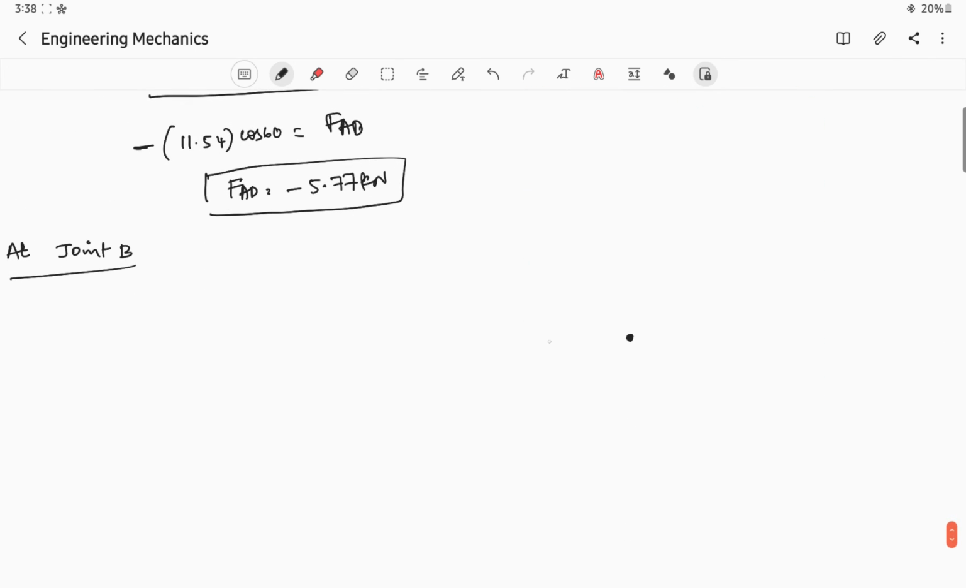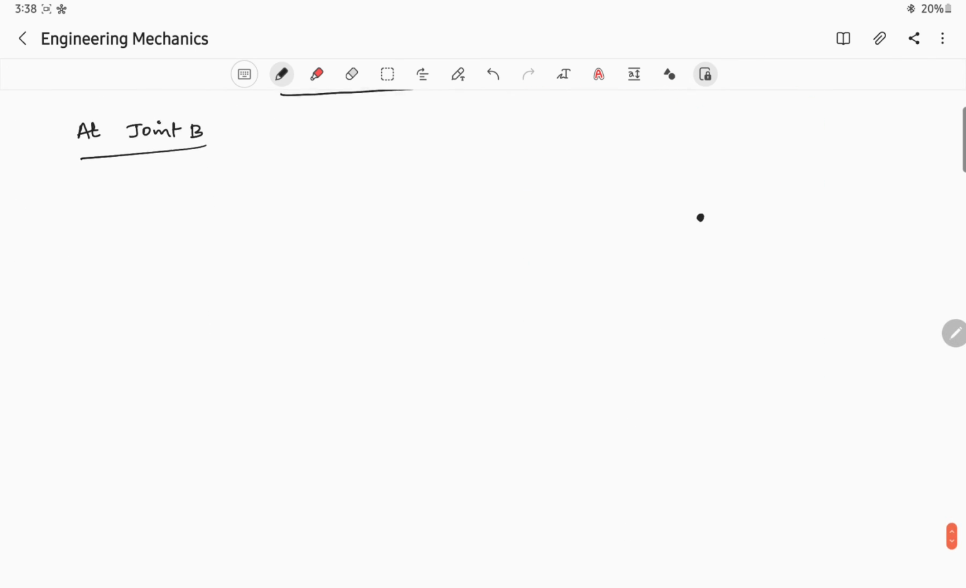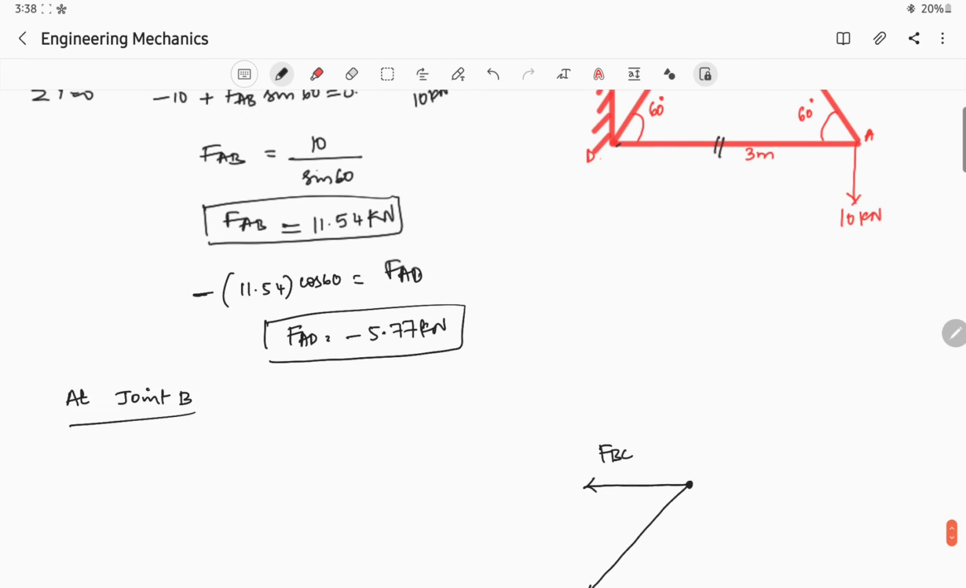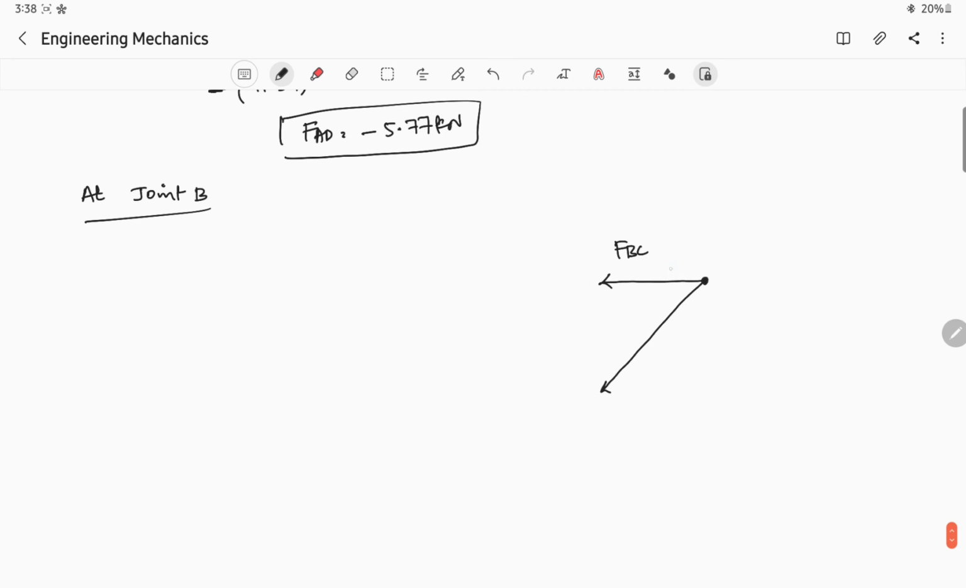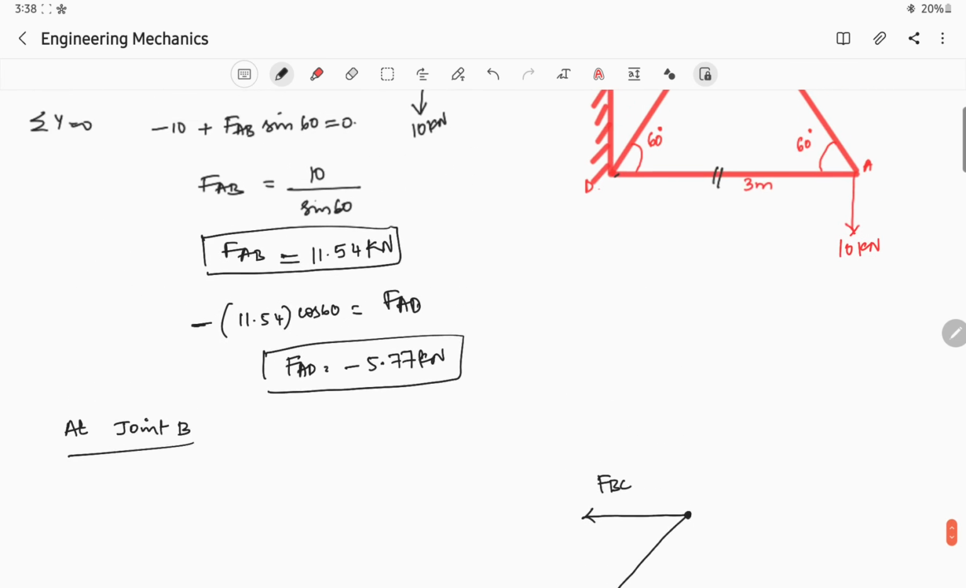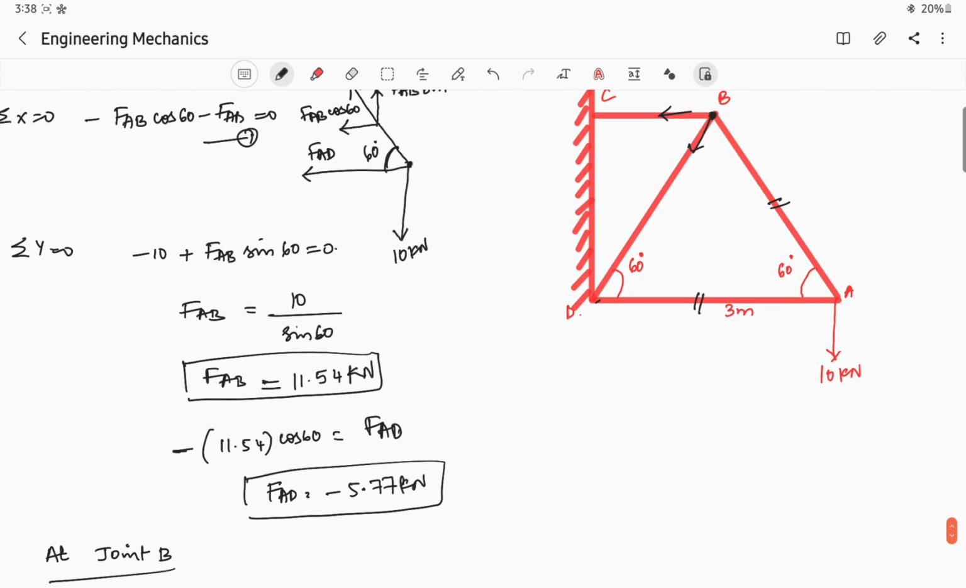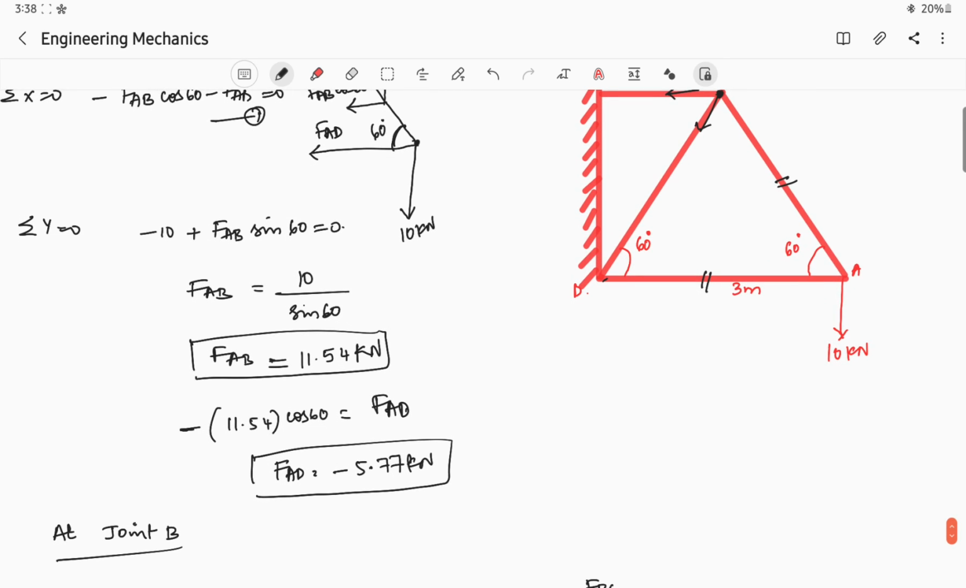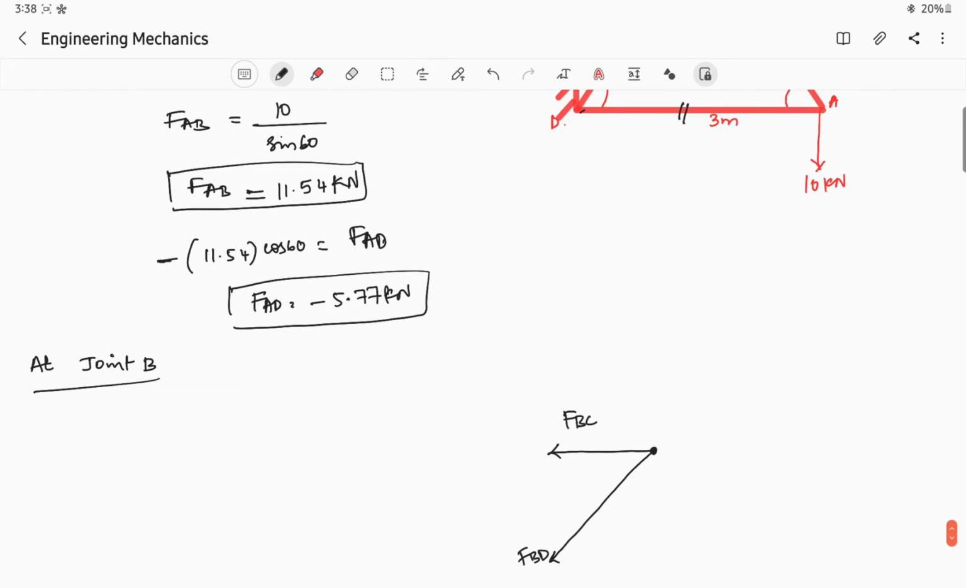One is the horizontal force, exactly horizontal, which is force in member BC. Then we have an inclined line like this. This is force in member BD. Then we have here force in member AB.